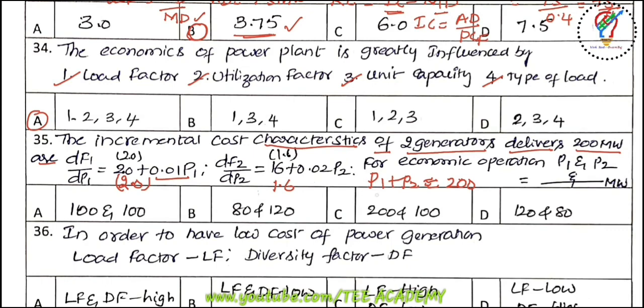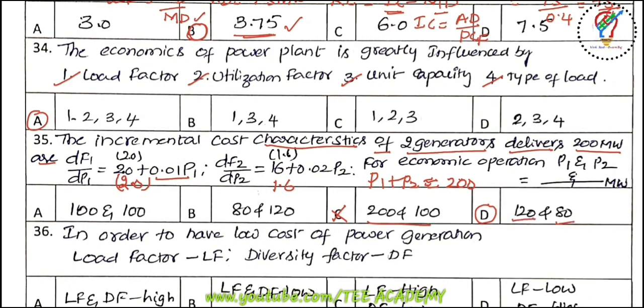Just add these two equations, you will get the p1 and p2 values. The answer options are 100 and 100, 80 and 120, 200 and 100, 120 and 80. If p1 plus p2 is 200, option A may be correct, B may be correct, but C may not be, because total load is 300, but the given data is 200 only. You can directly eliminate options like that. So p1 is going to be 120 and p2 is going to be 80 megawatts here.